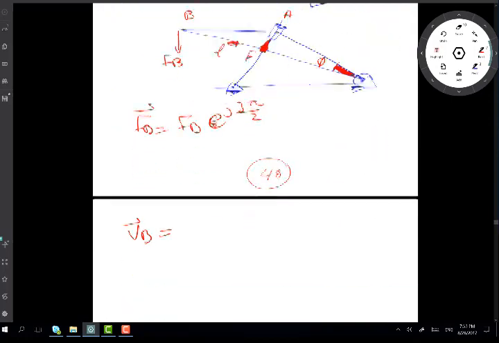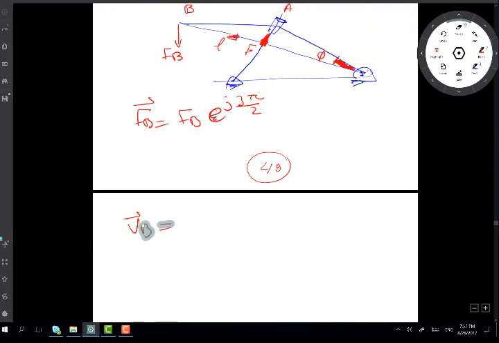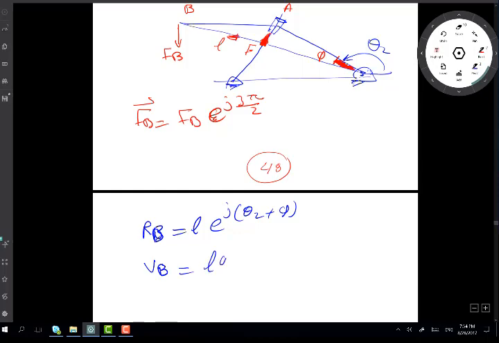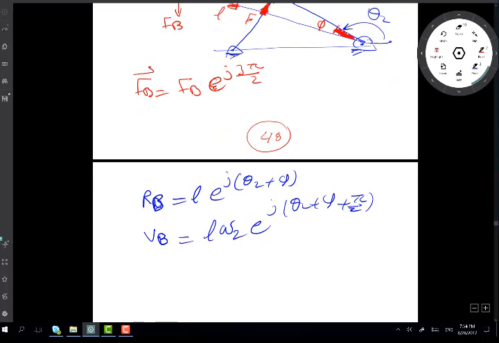I'm going to write the way I get my VB, just to explain it to you a little bit more. If I have RB, RB is L e^(j(θ2+φ)), where φ is constant. This angle here was θ2, right? So then VB, I need to differentiate that. So I get L ω2 e^(j(θ2+φ)) plus the 90 degrees rotation that I'm talking about.